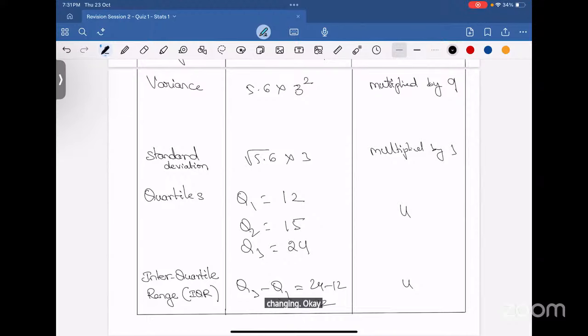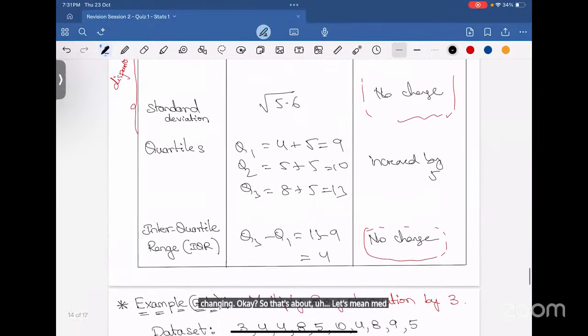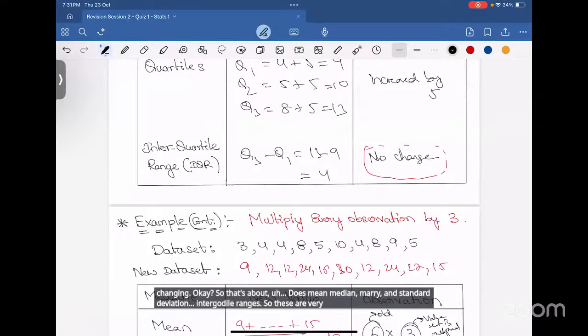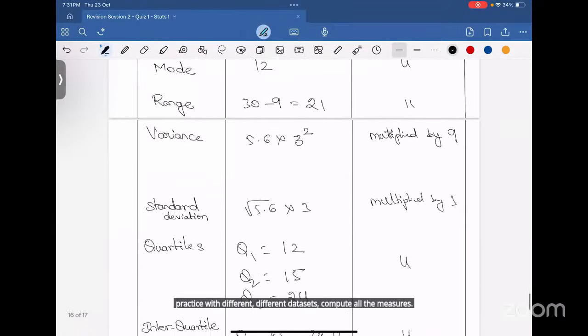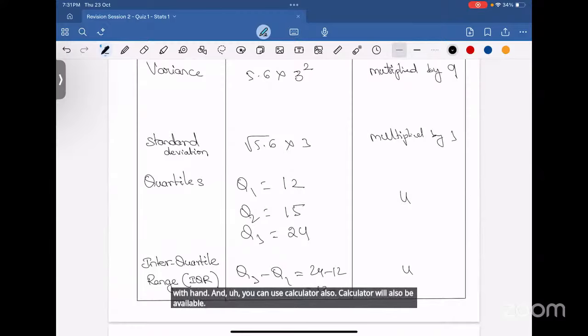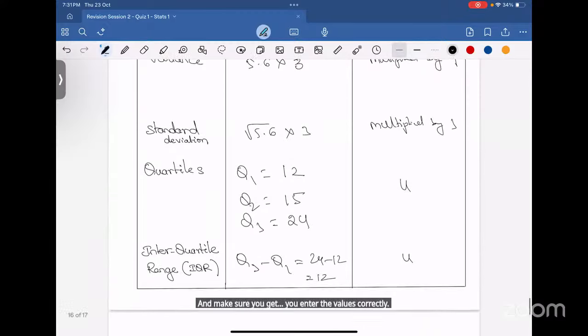Okay. So that's about mean, median, variance, standard deviation, interquartile ranges. These are very important. Practice with different data sets. Compute all the measures by hand, and you can use a calculator also. A calculator will also be available, but make sure you enter the values correctly.